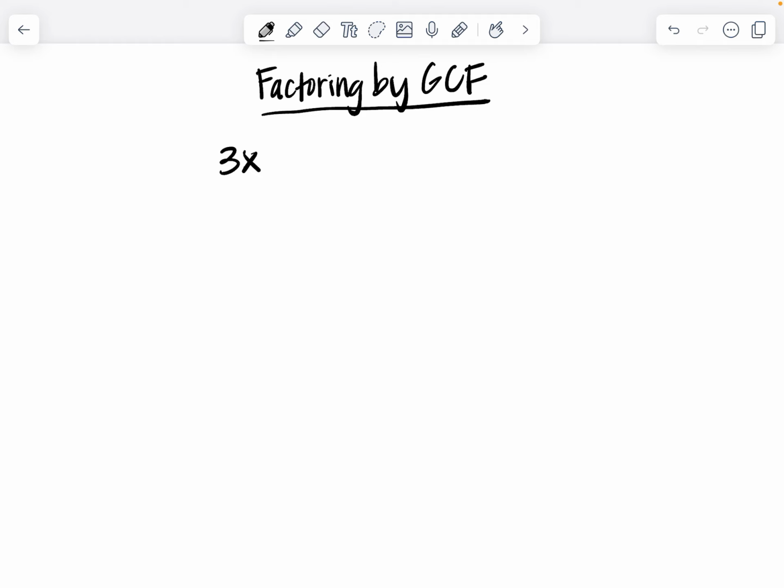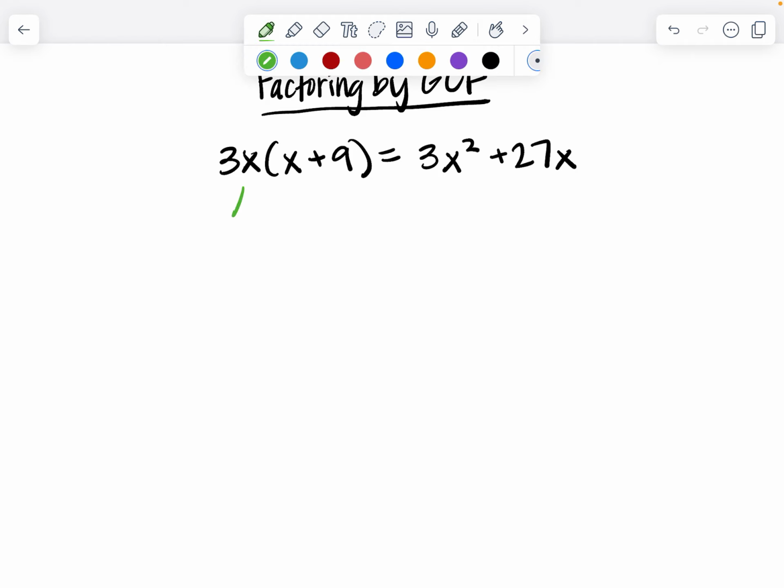So let's look at the equation 3x times x plus 9. If we were to distribute the 3x, we'd end up with 3x squared plus 27x. So 3x and x plus 9 are the factors, and then 3x squared plus 27x is the product.